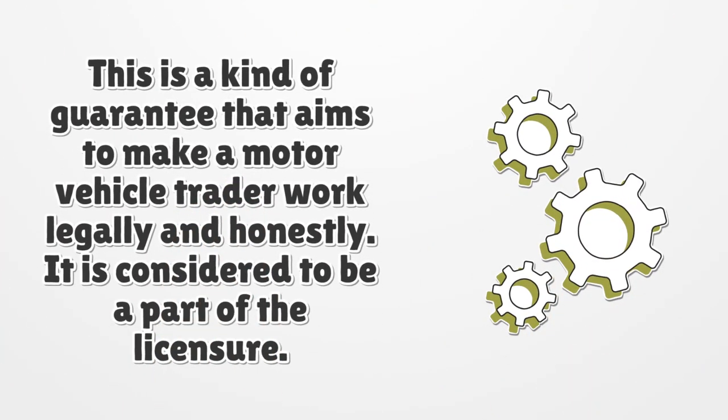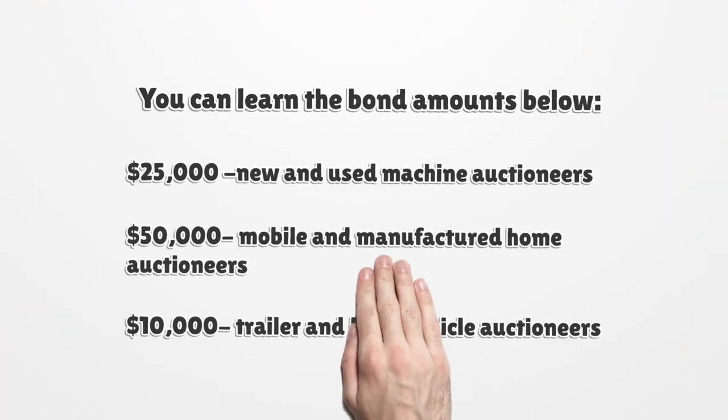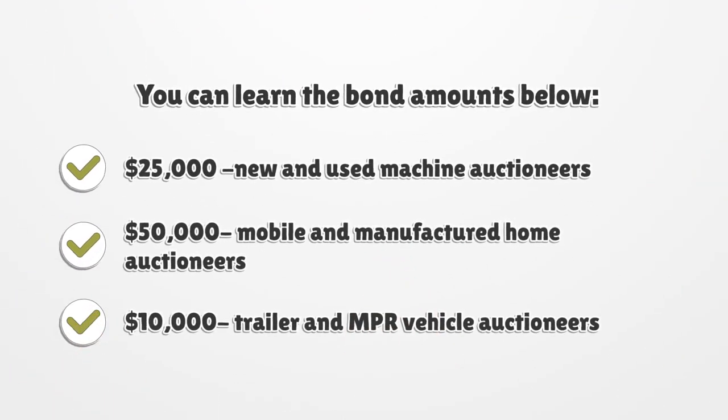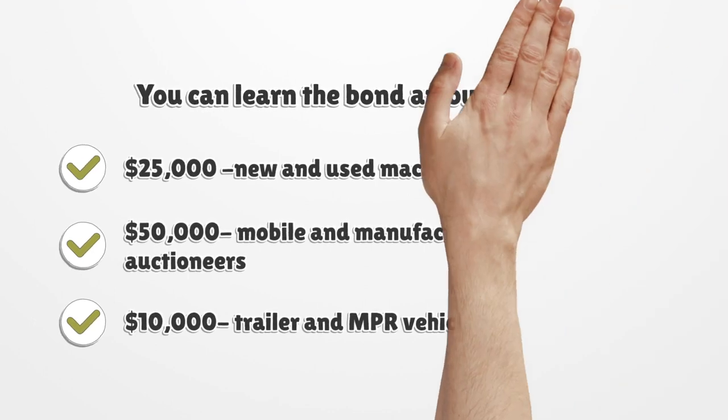This is a kind of guarantee that aims to make a motor vehicle trader work legally and honestly. It is considered to be a part of the licensure. You can learn the bond amounts below: $25,000, new and used machine auctioneers; $50,000, mobile and manufactured home auctioneers; $10,000, trailer and MPR vehicle auctioneers.